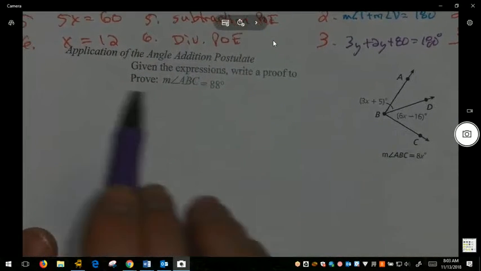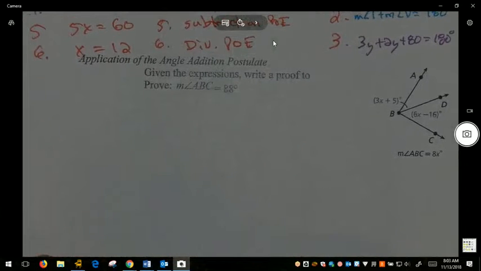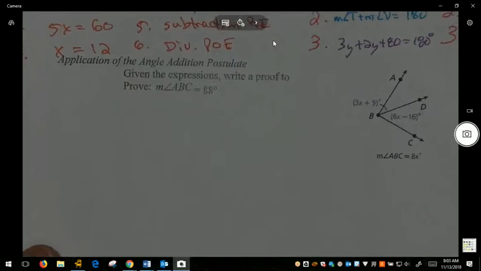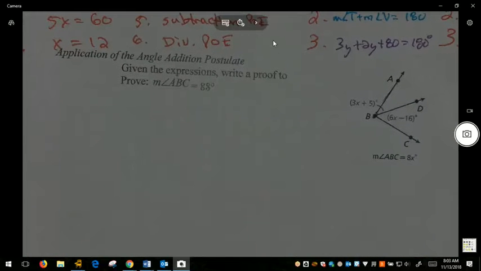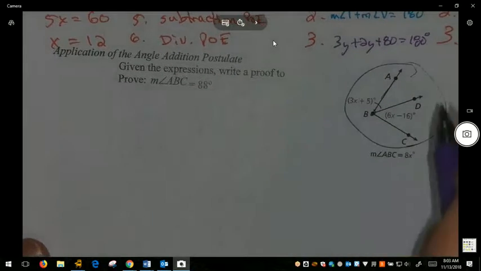So we see this picture, and right now you know you're going to use the angle addition postulate because it's telling you that, but they're not going to tell you that. They're just going to say use the given information to write a proof. And so they might even say something about these being adjacent angles. They might not. Basically all the information in the picture is given.